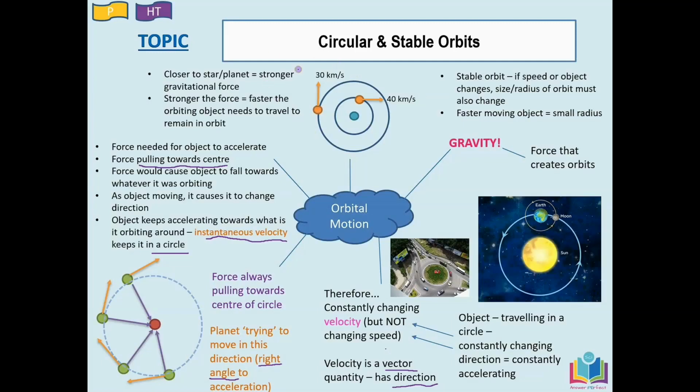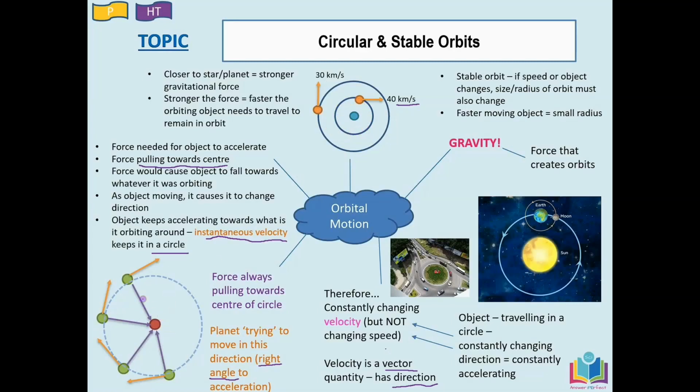So let's have a look up here at some more orbital stuff. We've got the sun in the middle, we've got Mercury here, and let's say Venus here. Mercury is going round at 40 kilometres per second, and Venus here is going round at 30 kilometres per second, so actually slower, being further away. What we need to know is the closer to the star or the planet, the stronger that force is going to be. The stronger the force, the faster this planet or object needs to orbit.